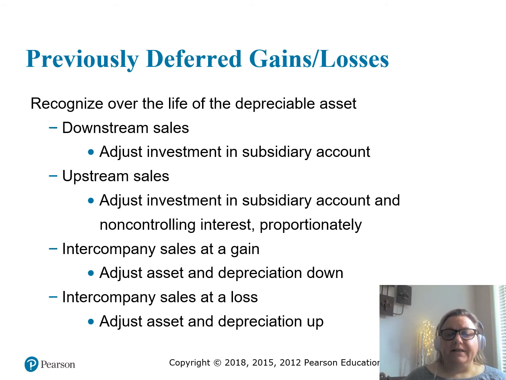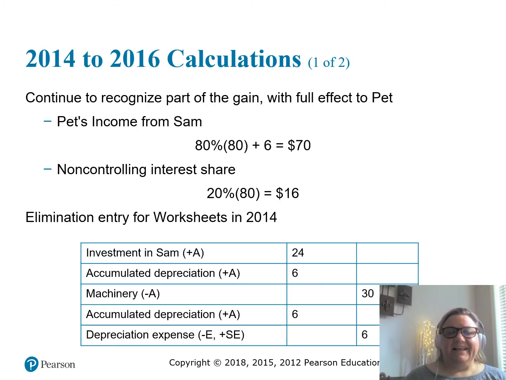For the intercompany sales of the gain, you're going to adjust the asset, basically depreciation, down. So you just adjust the gain against the asset. And then if it's a loss, you have to up the asset and up the depreciation, which feels completely backwards, but it works. Trust me.